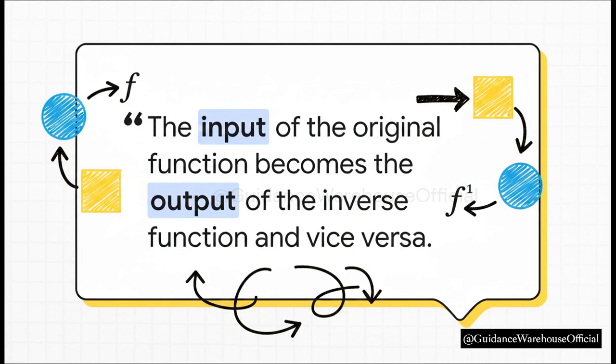This quote really says it all. The input becomes the output, and the output becomes the input. It's a perfect swap. If your function turns a 2 into a 4, you can bet that its inverse has to turn that 4 right back into a 2. It's that clean and simple.